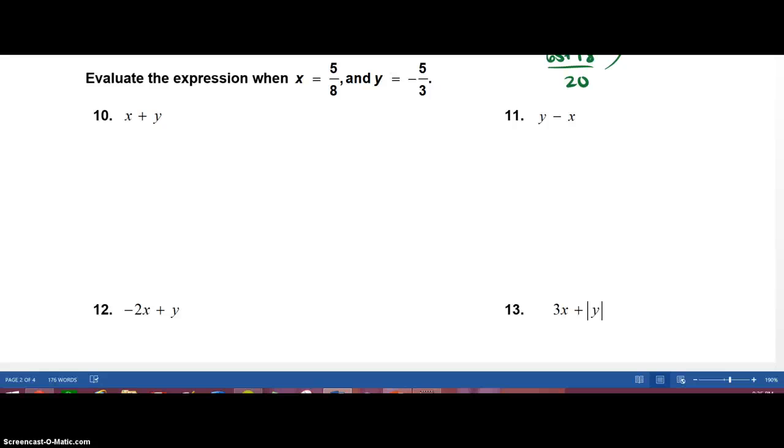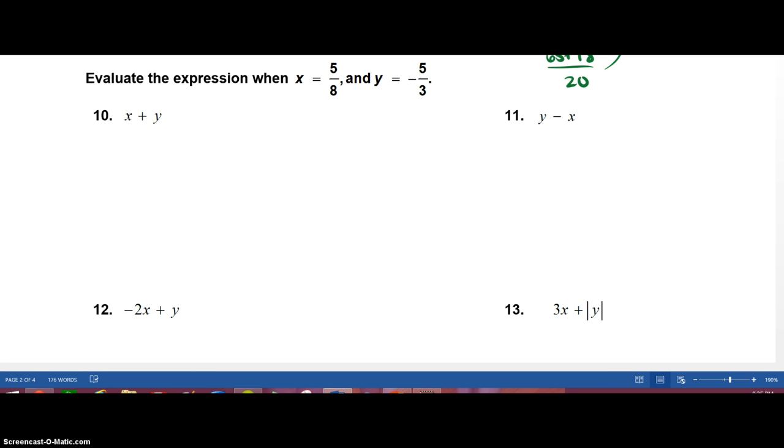Okay, this is part 2 of our chapter 2 review packet. So numbers 10 through 13 say to evaluate the expression when x equals 5/8 and y equals negative 5/3. Here this might look a little tricky because there are some variables, x's and y's, but really what we need to do as our first step always when we see problems like this is to plug in the values that we are given.